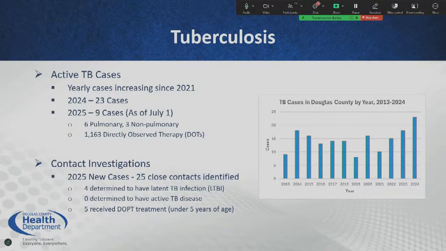And so far this year, we've identified 25 close contacts, and 4 of those have been identified as having latent TB infection and have started treatment. We've also had 5 DOT treatments under 5 years of age, and so those kids are at higher risk of developing active disease and developing it very quickly and severe disease, so they are put on what we call kind of a prophylactic treatment until we can rule out infection.